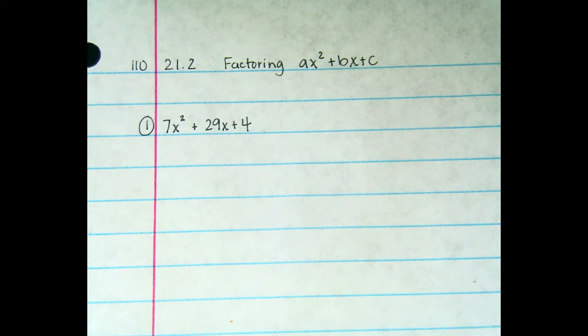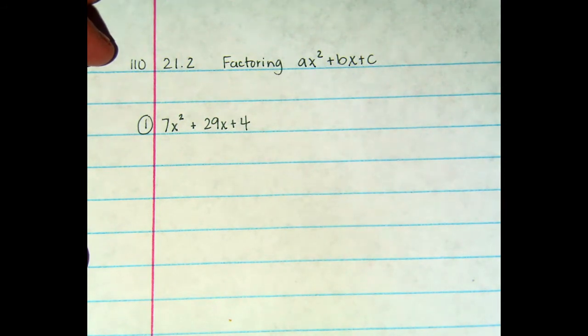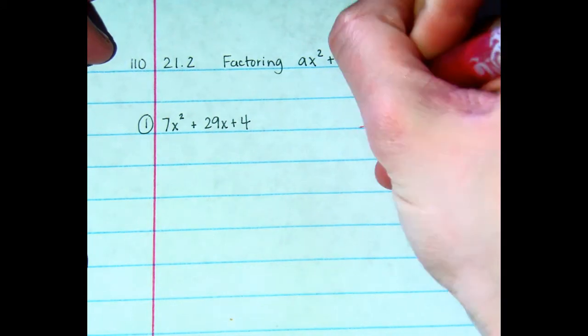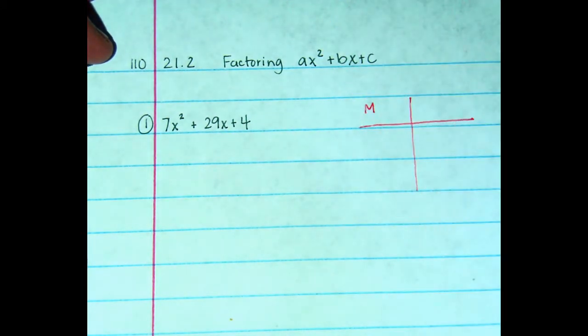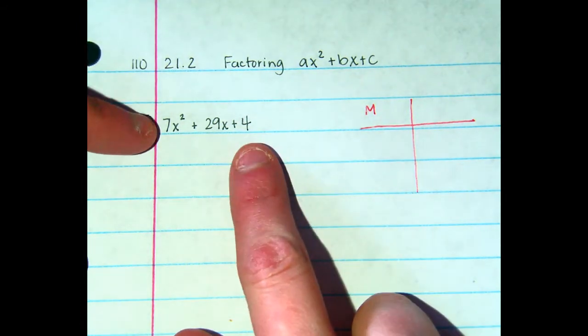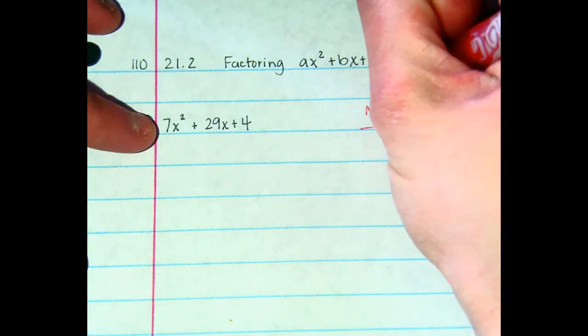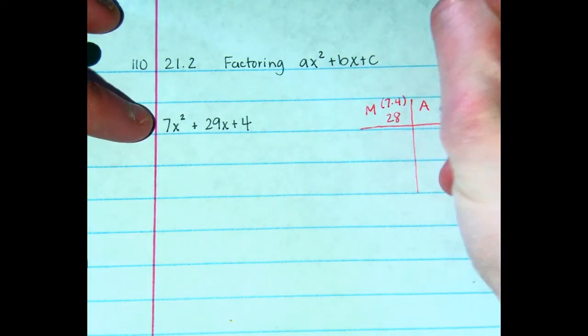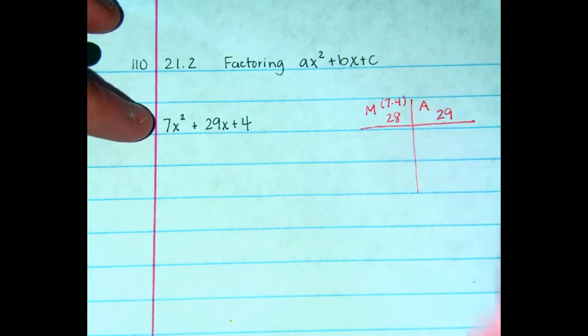Alright, so on page 110, we've got number 1, which is 7x squared plus 29x plus 4. When we did this the other day, we were looking for two numbers that will multiply to give us what number? Not 4. No. This is the new kind. 7 times 4, which is 28. And we want to add to get 29.